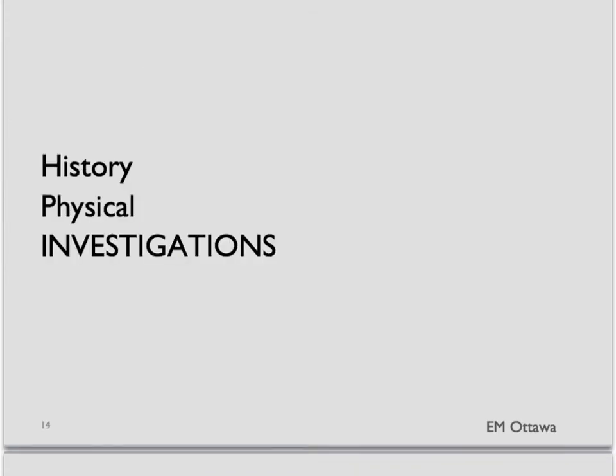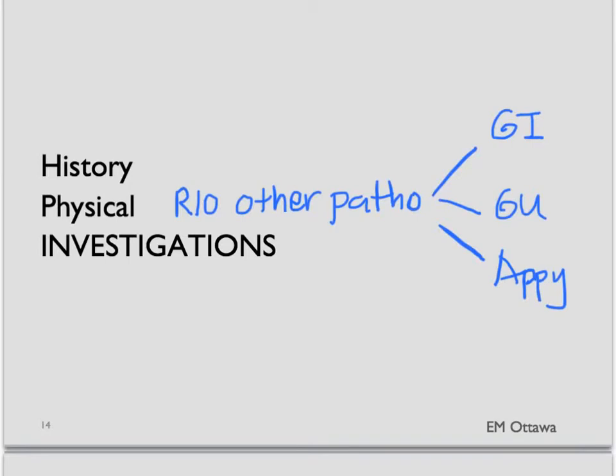To summarize what we have so far, in history, we're going to ask about the risk factors and previous obstetric and gynecological history. In terms of physical, we want to do a physical and a pelvic exam to rule out other pathology, such as any GI causes for pain, GU causes including renal colic, pyelonephritis, UTI, or a simple appendicitis.